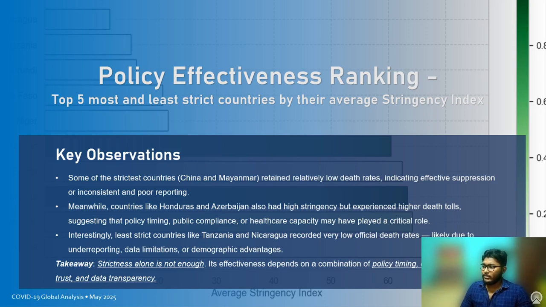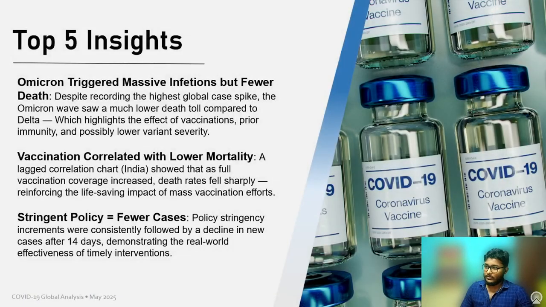Now, the takeaway is strictness alone is not enough. Its effectiveness depends on a combination of policy timing, execution, public trust, and data transparency. Now, what are the top 5 insights of this entire analysis? What is the first one?